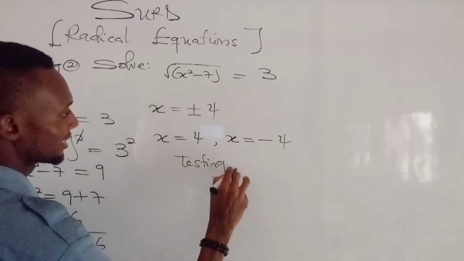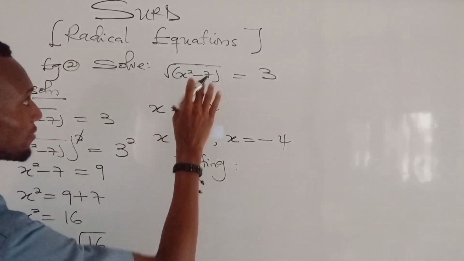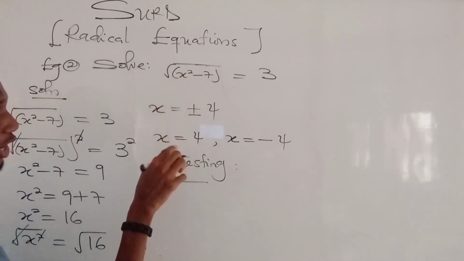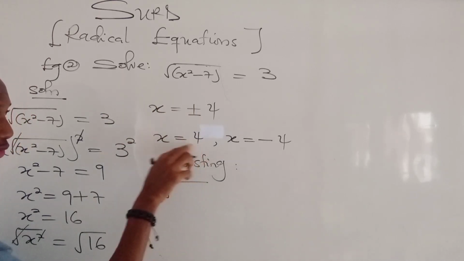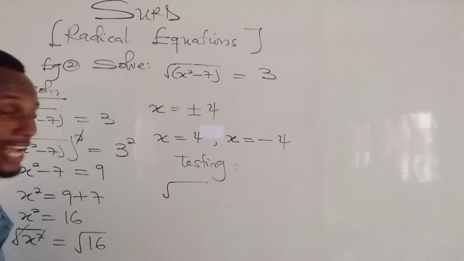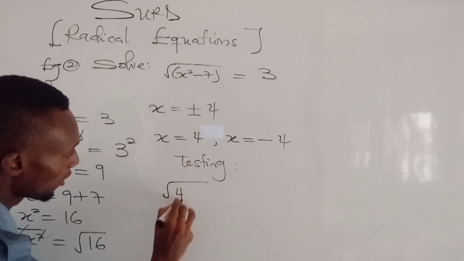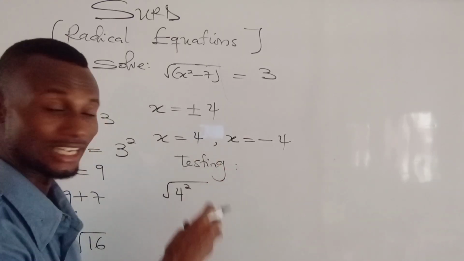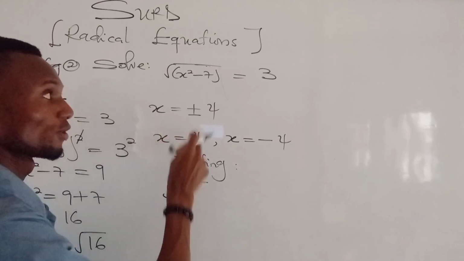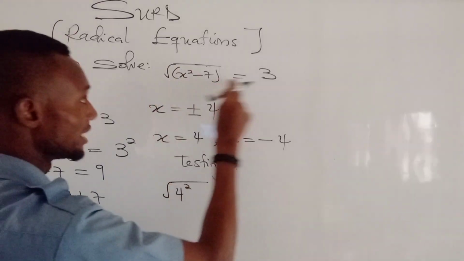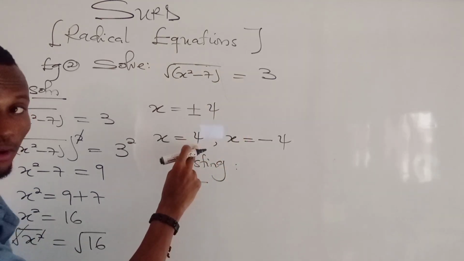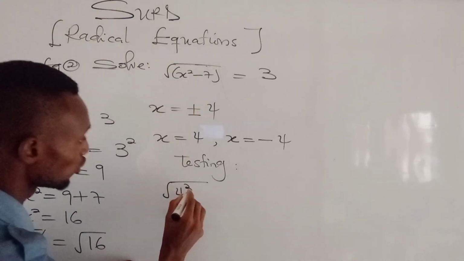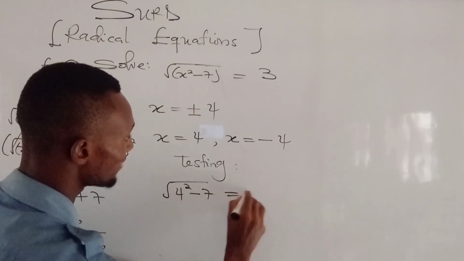So I'm testing. Now I'm going to have my square root of s squared. Now I'm going to put the value of s, which is 4, into where I see the s. So it's going to be 4 squared. I hope you agree with me, because I've already said that we are testing to see if indeed this value s is equal to 4 satisfies the given equation. So wherever we see s in this equation, we are going to put 4 there. So I'm seeing s here, so I'm going to put 4 there, and the power 2 is there, minus 7, and it should give us 3.